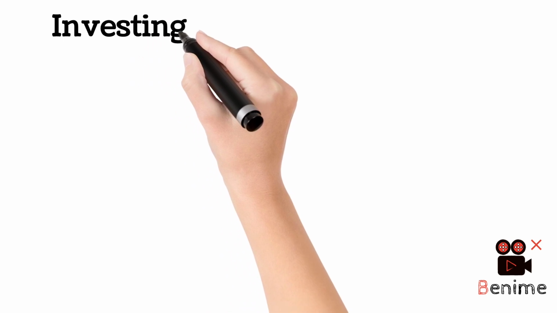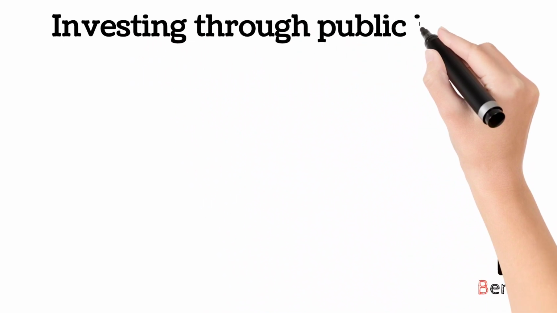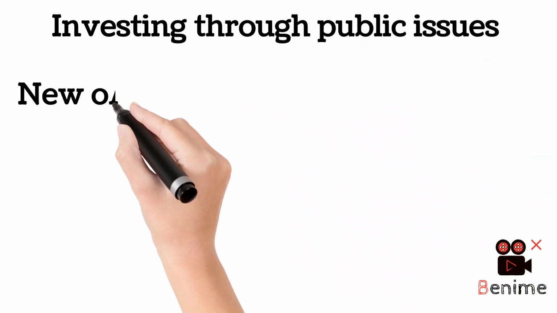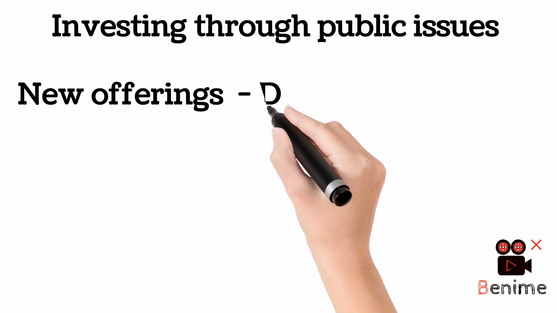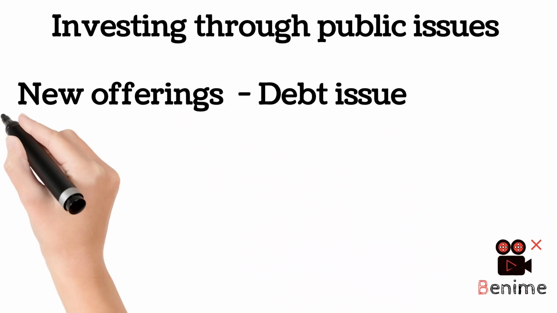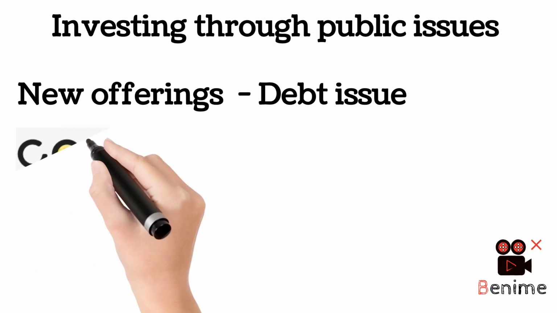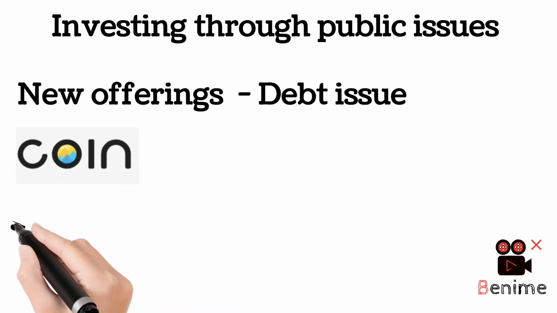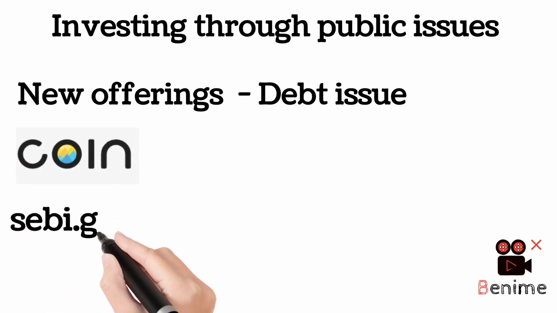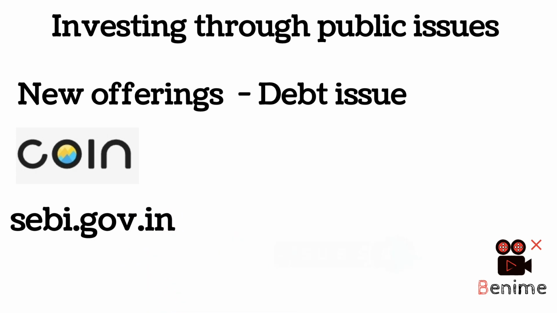Now let's see the second mode for purchasing debentures, which is through new debt issues. It's just like an IPO. Various broking platforms help you to subscribe to these debt issues. I personally use Zerodha's Coin app to subscribe to debentures in an issue. The information regarding these issues can be found on the SEBI website where the final prospectus is filed.